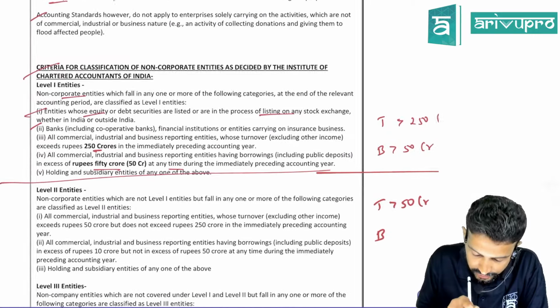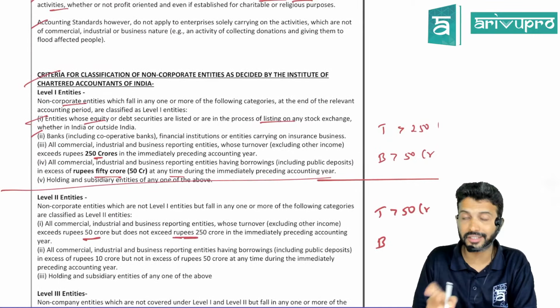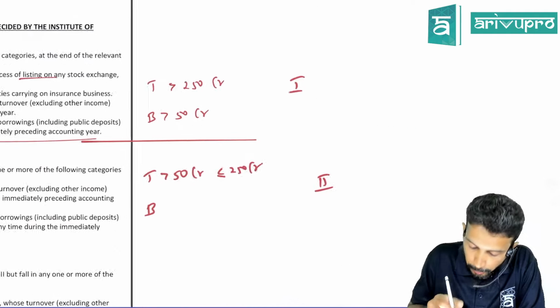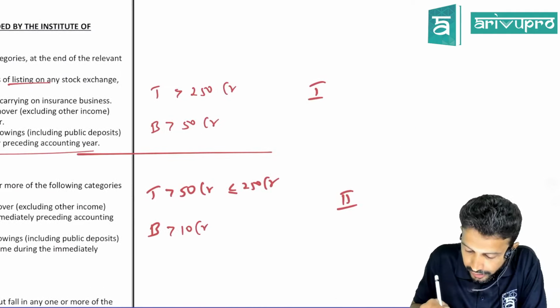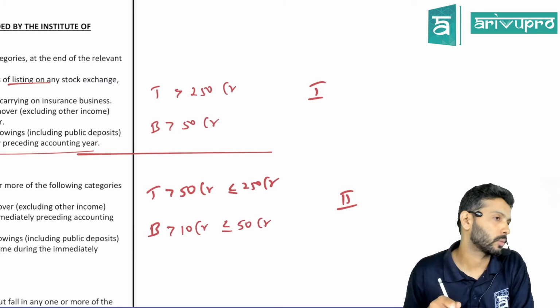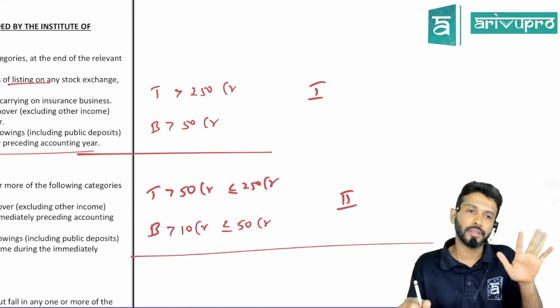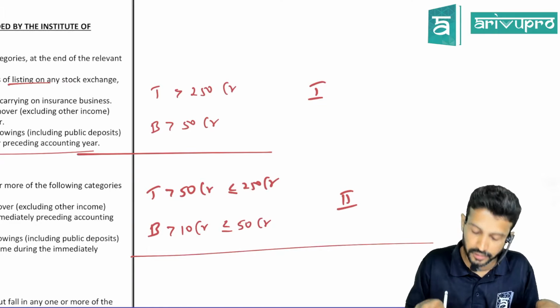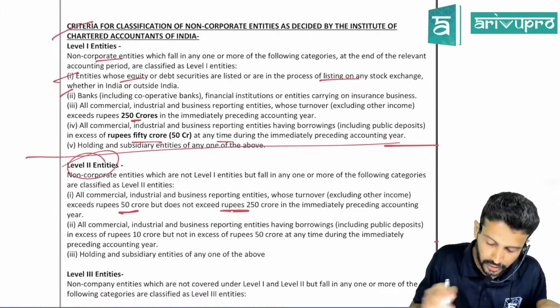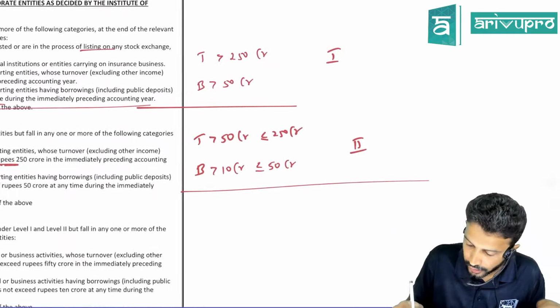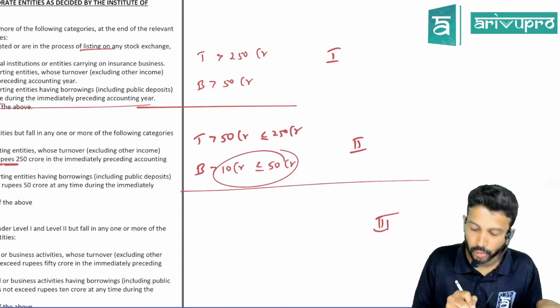That is your second limit. Turnover exceeding 50 crore, but not exceeding 250 crore. Now borrowing. Borrowing exceeds 10 crore, but does not exceed 50 crore. If you are such an entity, then you come under level 2. Okay. Level 3.